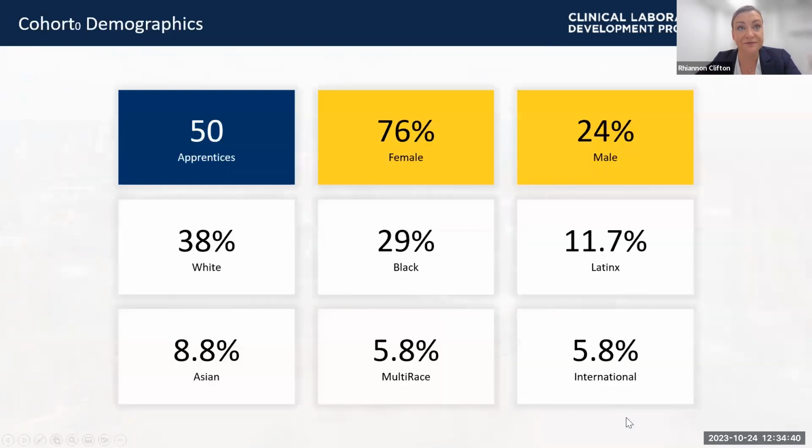Next slide, please. As I said, diversity is incredibly important to the program. Of our cohort naught, which we refer to as our sort of final group of lab professionals that we had and that rolled off at the end of our testing operations, there were 50 apprentices, three-fourths of which were female. And you can see the breakdown of demographics here. We really have diversity at the heart of our mission, and will continue to do so as we recruit apprentice candidates for the Clinical Laboratory Development Program. Next slide.